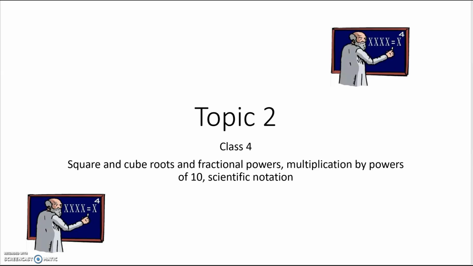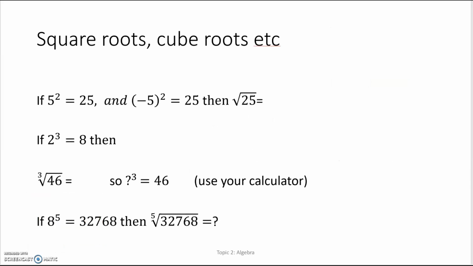Topic 2, Class 4, where we look at square and cube roots and other fractional powers. Now, we've looked at having things like 5 squared or a squared, where the power is a whole number. We've looked at having the power as being 0, and that's equal to 1. We've looked at where the power is 1, and that means the answer is 5. We've looked at where the power is negative, and that simply means 1 over the positive power.